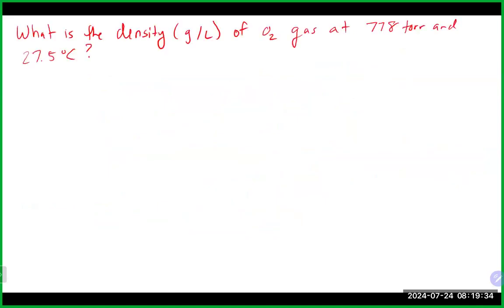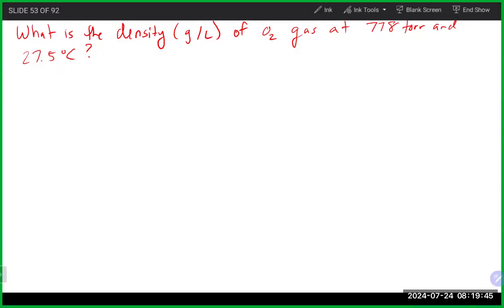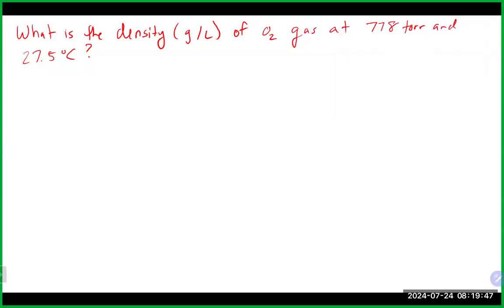All right, let's take a look at another one. Let's try this one. What is the density in grams per liter of oxygen gas at 778 torr and 27.5 degrees Celsius?